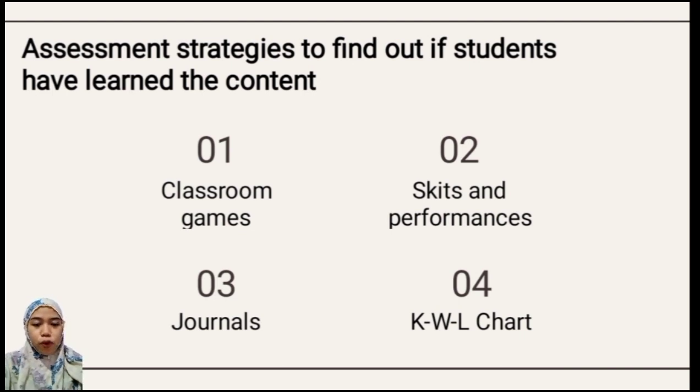Number 4, KWL chart. Ask students to divide a piece of paper into 3 columns. Title the first column, "What I Know." The second column, "What I Want to Know," and the third column, "What I Learned."